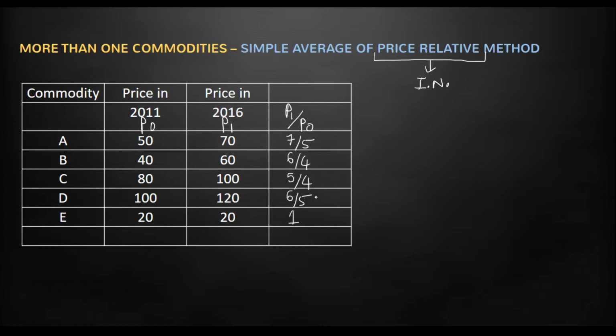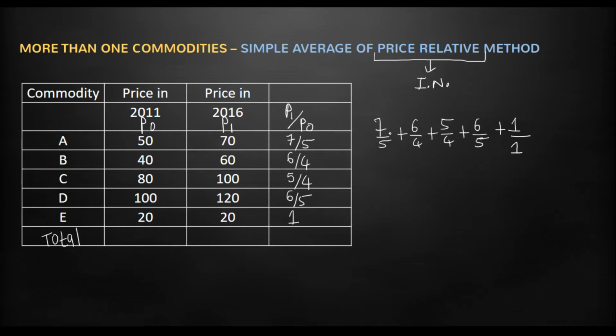Now we have to get a sum of it. We have to get the total of it. So the total can be done in a very simple way, right? How can we do the total? Let me write it down over here. It is 7/5 plus 6/4 plus 5/4 plus 6/5. See, without a calculator you can do it very well, plus 1/1. My LCM here is 20, 5 into 4.